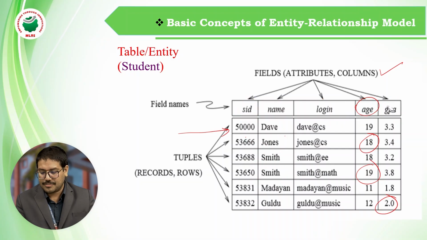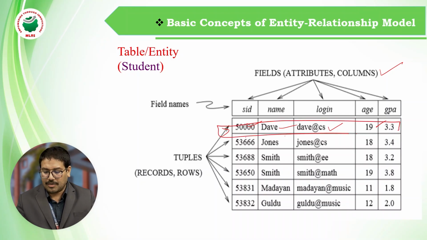Let me erase this first. So in this, SID 50,000, Dave, at the rate CS, age 19 and 3.3. This total one particular entry, we used to call them as a tuple, or we also call them as a row or record. This is a record of Mr. Dave, or the record of SID 50,000. Okay, so this was the simple one table, a student table having various fields or attributes, right?